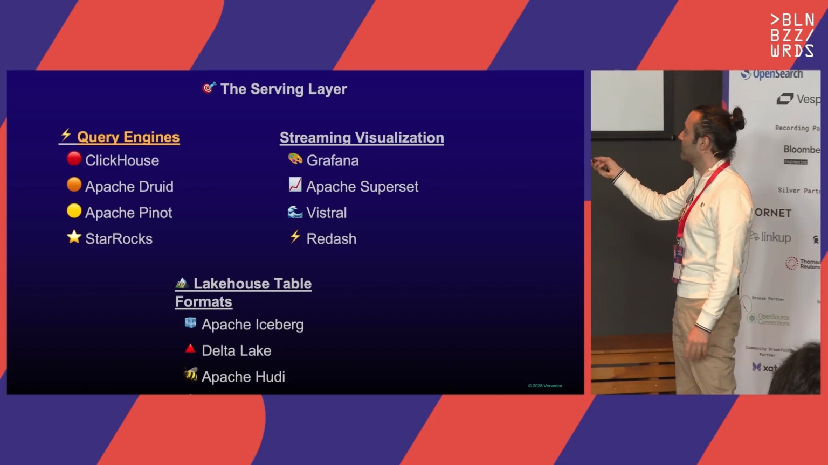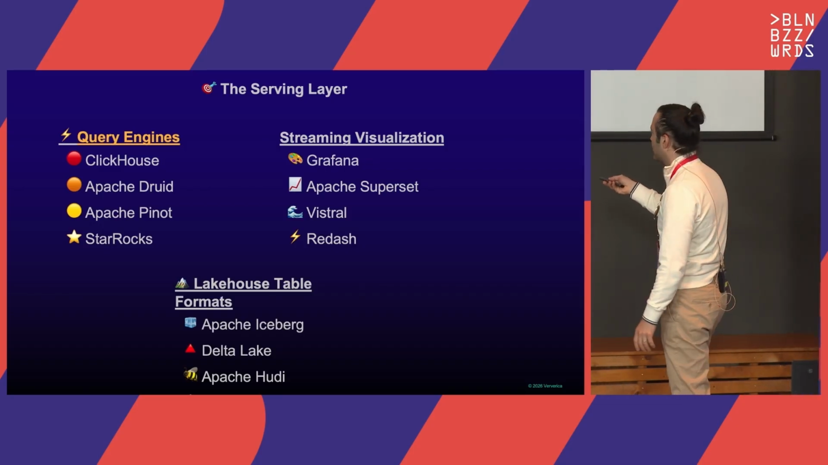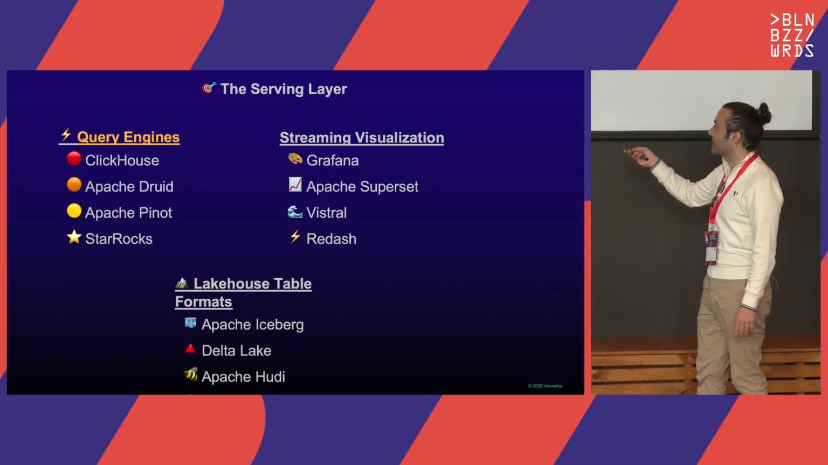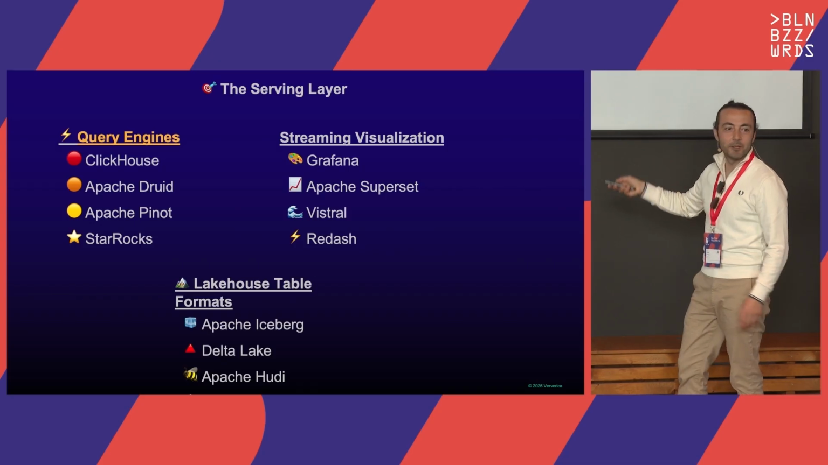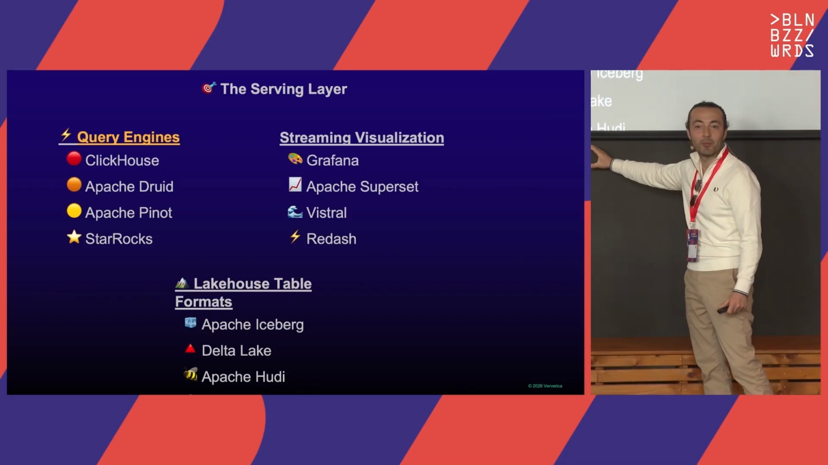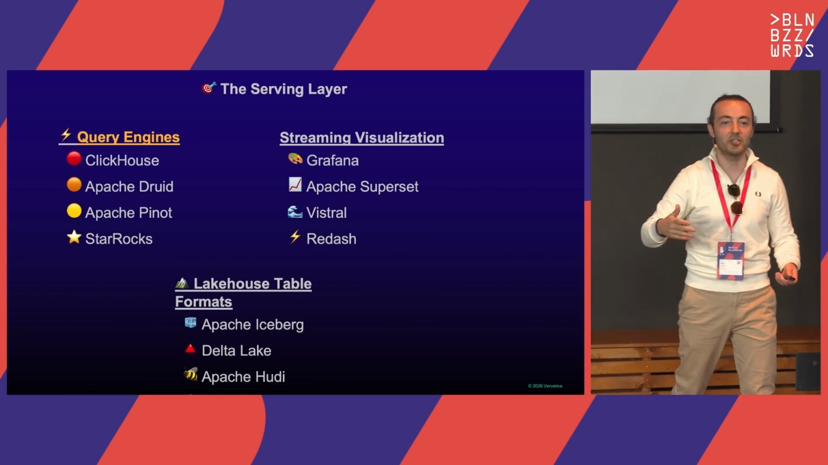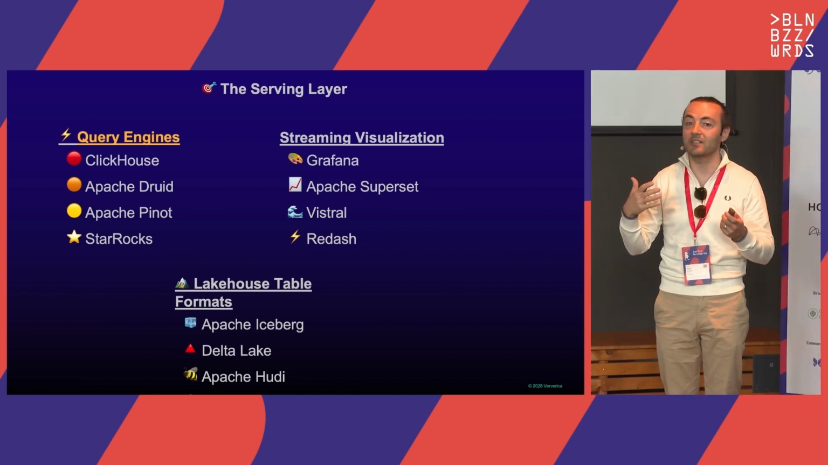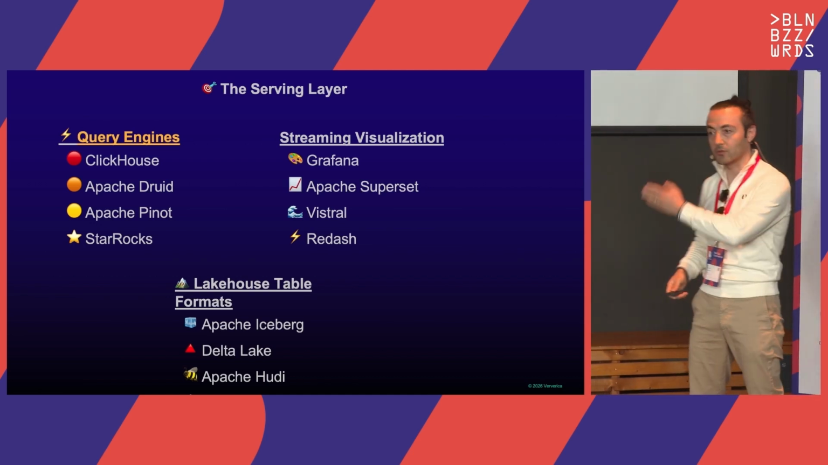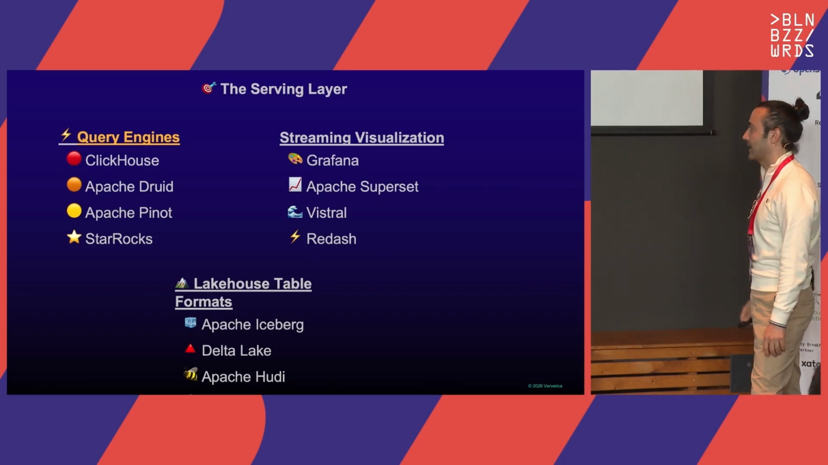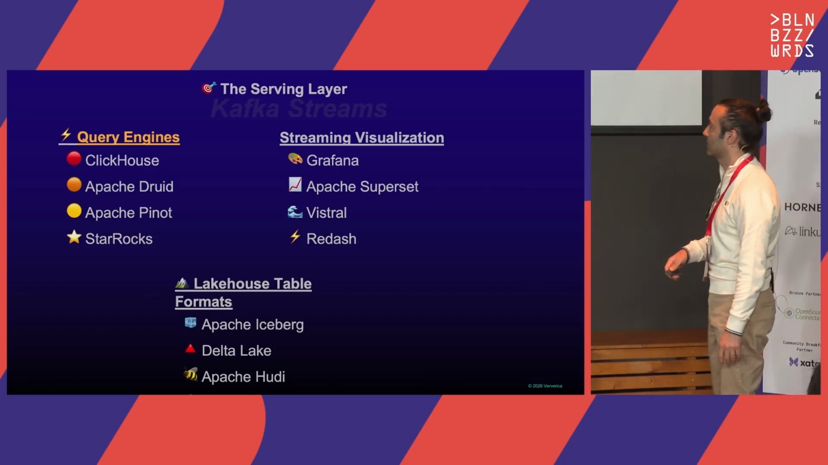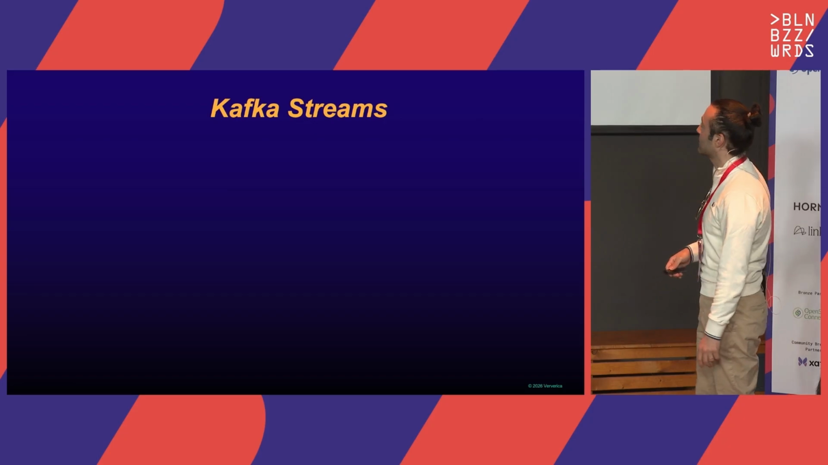And then finally, we have lakehouse table formats. Funnily enough, we have the well-known Iceberg, Delta Lake, Apache Hudi, but there's another option here, Apache Paimon. Paimon is basically a Flink table format, which is built from the ground up with a streaming use case in mind. So you can definitely check that another table format option out. So let's start with Kafka Streams.